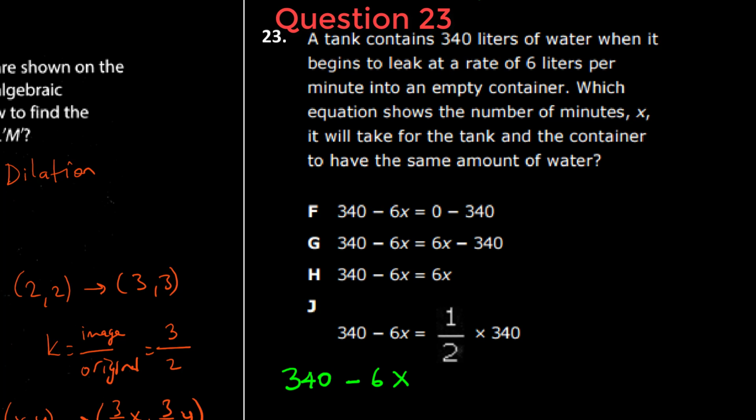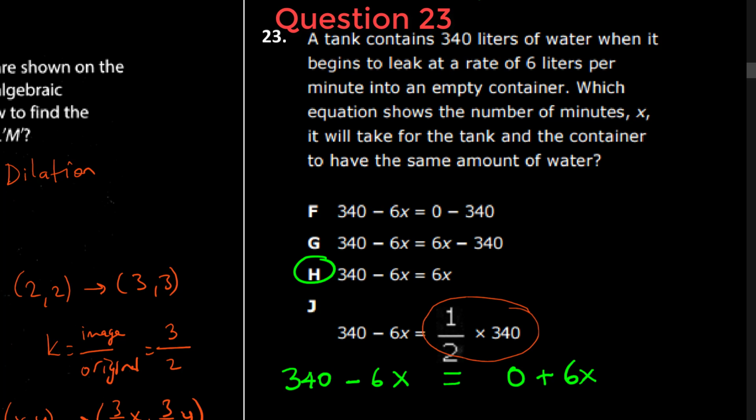However, in the container, we start with 0, and we are going to be adding 6 each minute. So that's the amount of water in the container. So we want these amounts to be the same, so we'll set them equal to each other. So the correct answer that gives us that is H. However, if you are thinking about 340, half of 340 is 170, and that should be the amount of water in the tank. Also, that could have been a correct answer as well.